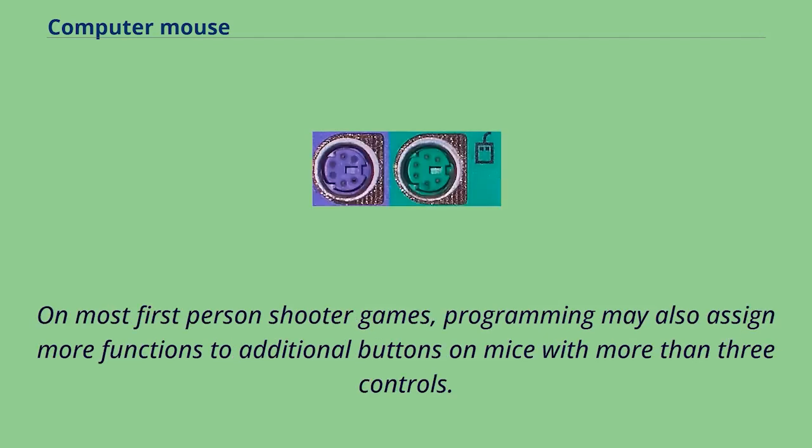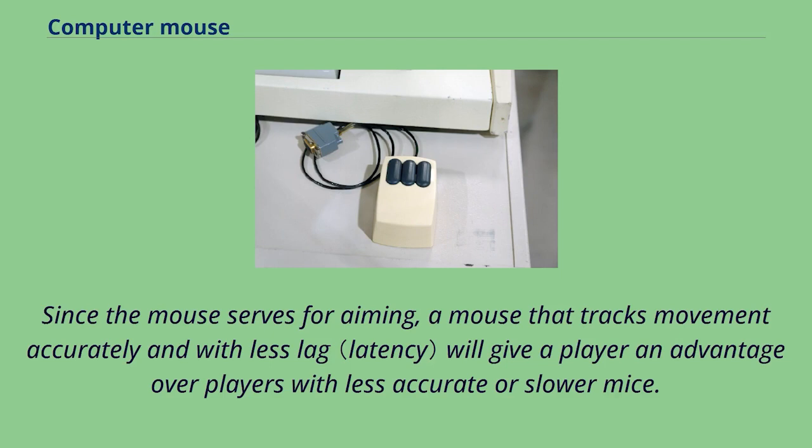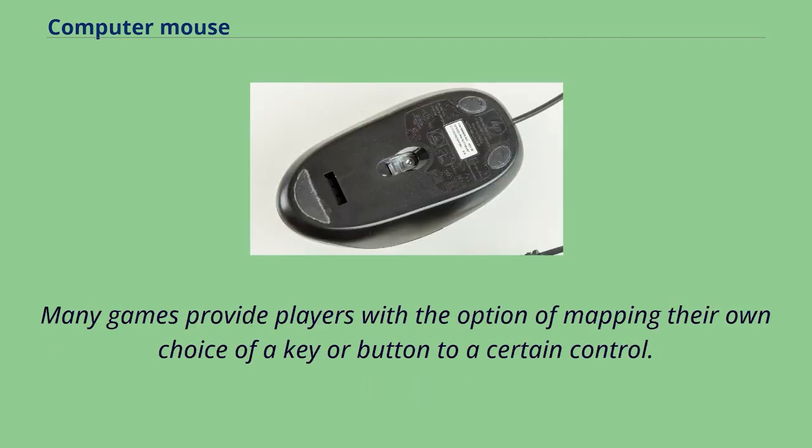On most first-person shooter games, programming may also assign more functions to additional buttons on mice with more than 3 controls. A keyboard usually controls movement and other functions such as changing posture. Since the mouse serves for aiming, a mouse that tracks movement accurately and with less lag will give a player an advantage over players with less accurate or slower mice. In some cases, the right mouse button may be used to move the player forward, either in lieu of, or in conjunction with the typical WASD configuration.